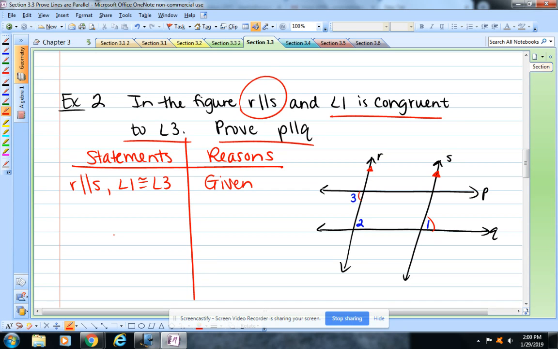These two lines are parallel. Ignore line P for a second. If I could cover that up, I would. So I got these two lines. Let Q be a transversal. Do angle 1 and angle 2 have a relationship? What are they?